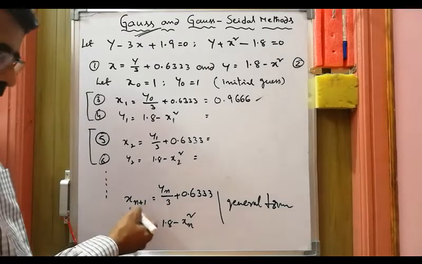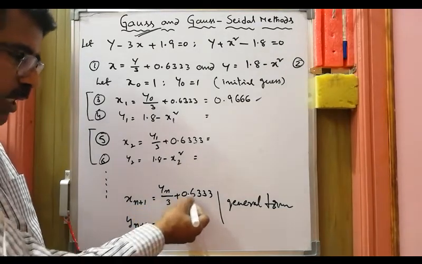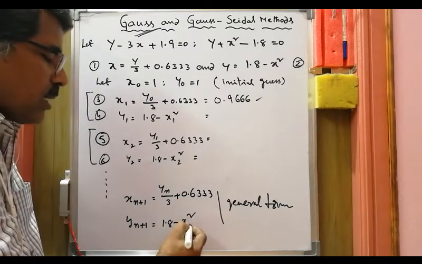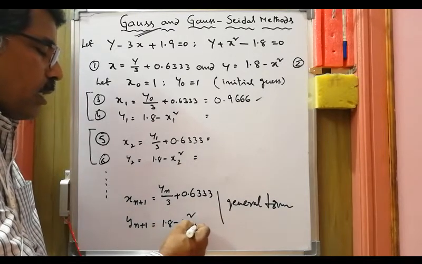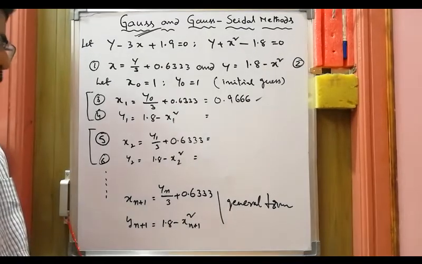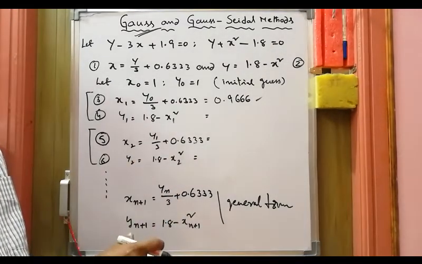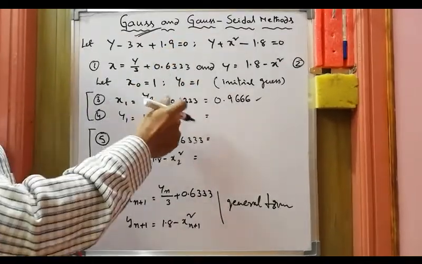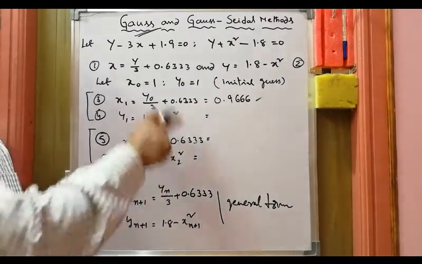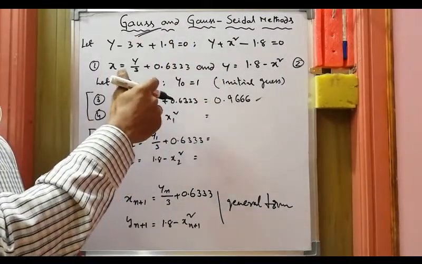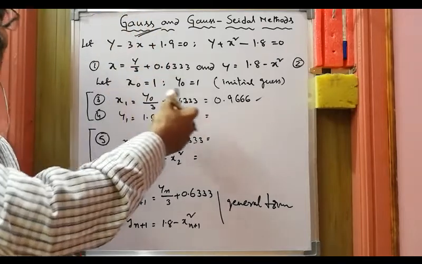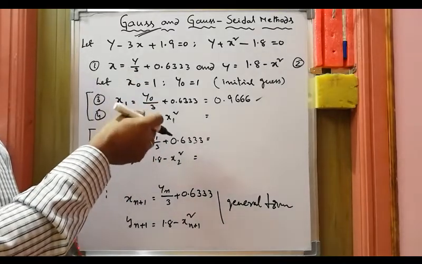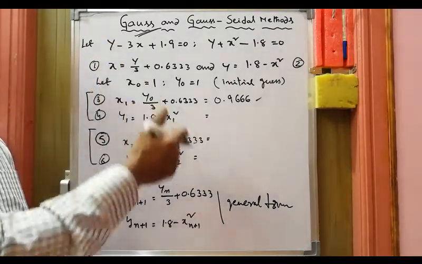So in generalized form also, x n plus 1 is y n by 3 plus 0.663, y n plus 1 is 1.8 minus x n plus 1 whole square. Okay, this is Gauss-Seidel. The difference between Gauss and Gauss-Seidel is, in Gauss we blindly substitute the values iteration-wise, whereas in Gauss-Seidel you substitute the most recent values which are available. So while calculating y, the updated x can be substituted.